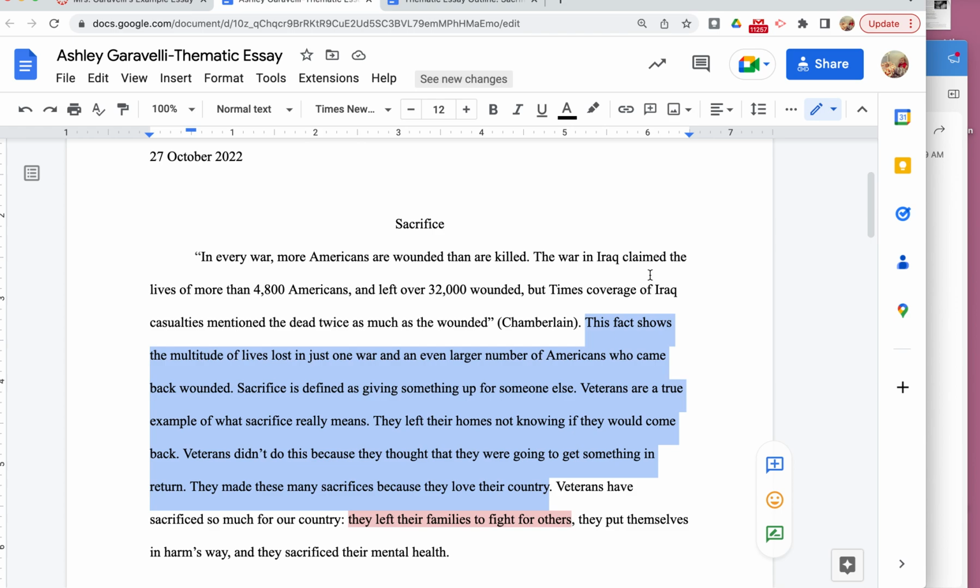an even larger number of Americans who came back wounded. Sacrifice is defined as giving something up for someone else. Veterans are a true example of what sacrifice really means. They left their homes not knowing if they would come back. Veterans didn't do this because they thought that they were going to get something in return. They made these sacrifices because they love their country.